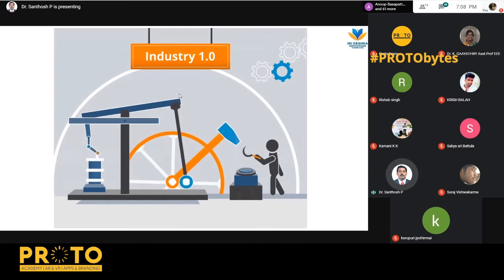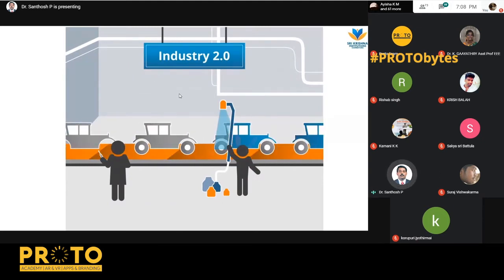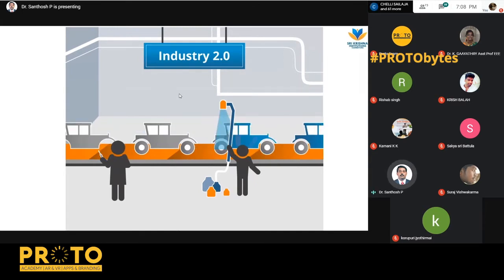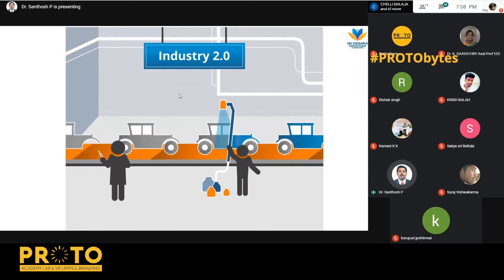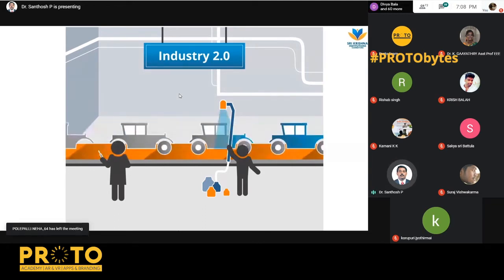And slowly we came to another level of automation, wherein again an equal level of work was being shared. Half is being done by your machines. And this industry 2.0 evolved with the evolution of electric motors. And in that, the conveyors play a major role.